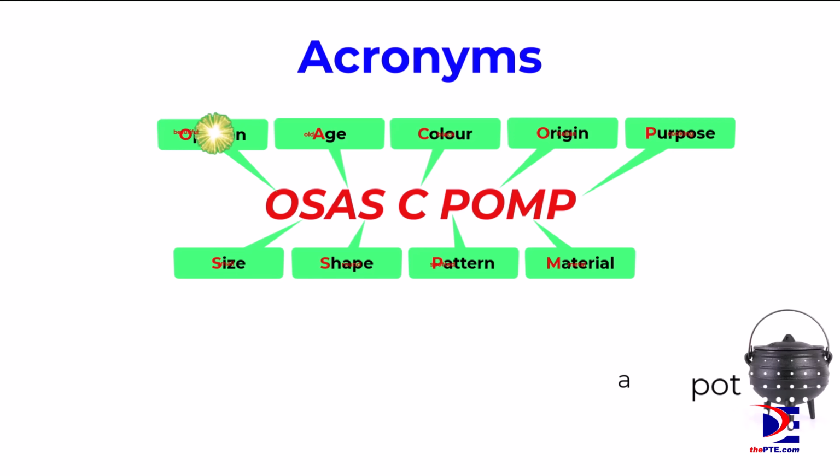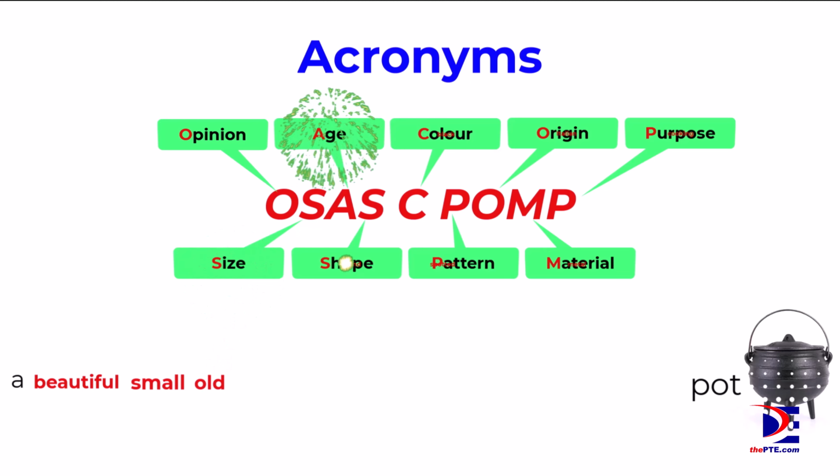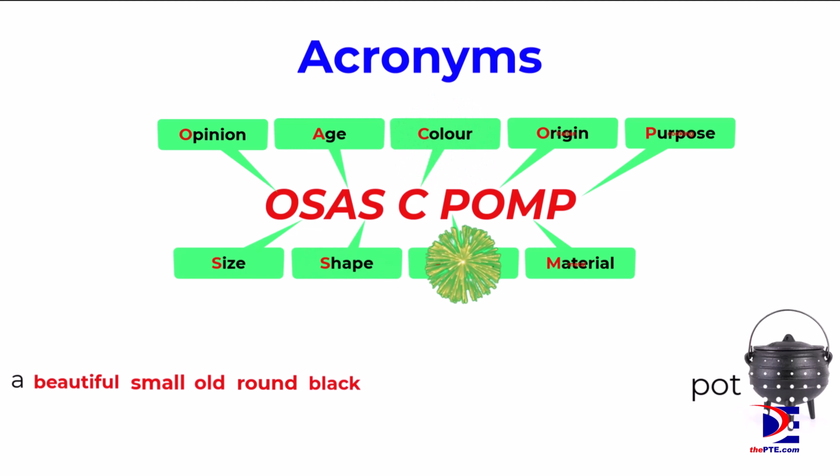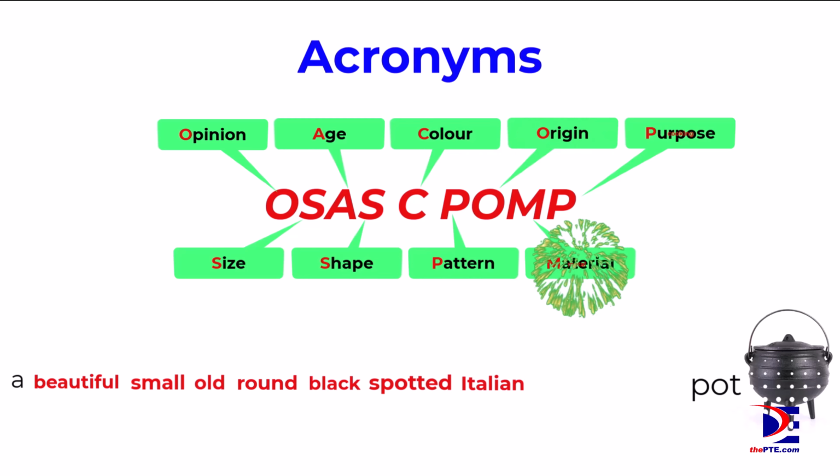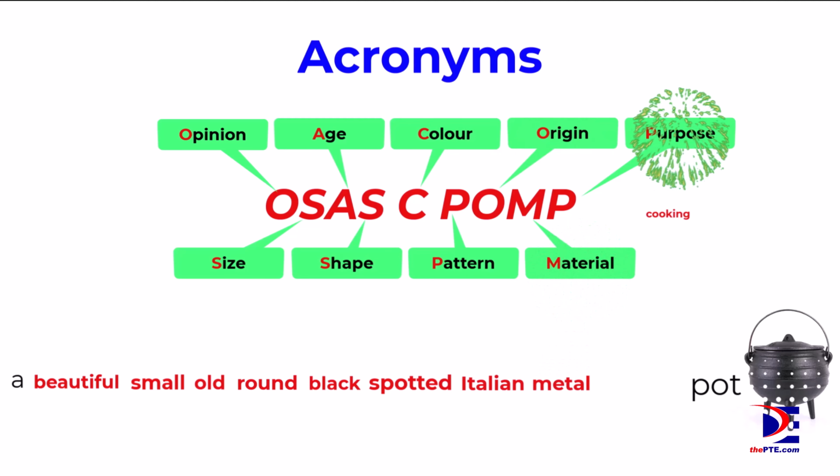For example, a beautiful, small, old, round, black, spotted, Italian, metal, cooking pot. There you go. 9 adjectives to describe a humble pot.